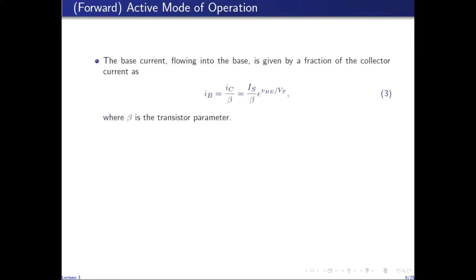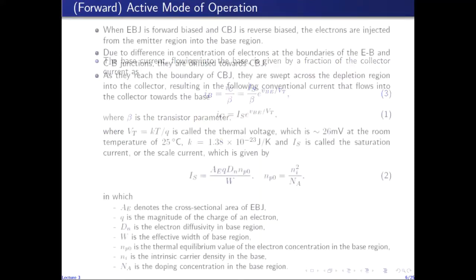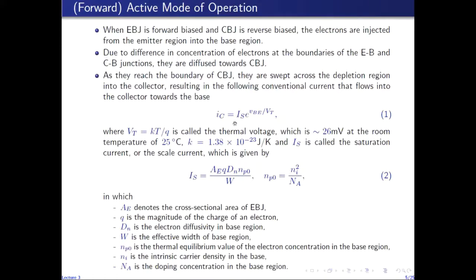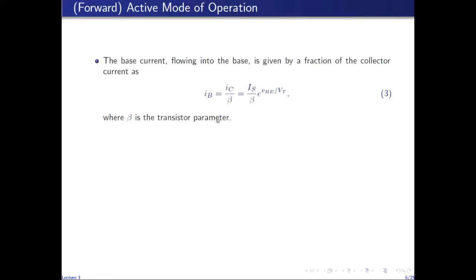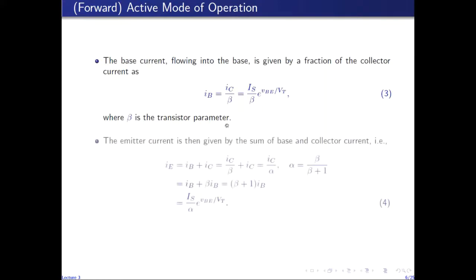The base current, the current flowing from the collector through the base into the emitter, results in the base current as well, which flows into the base terminal and is given by a fraction of the collector current as IC over beta, where beta is the transistor parameter. Furthermore, we get the emitter current as the sum of the base and the collector currents.